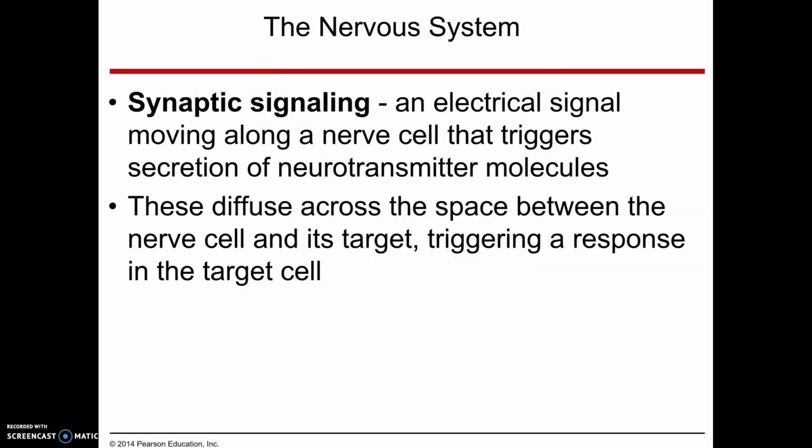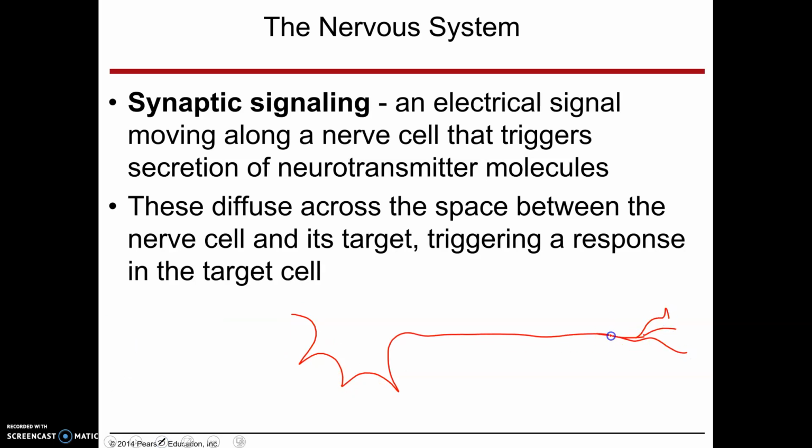A second kind of signaling is what's called synaptic signaling. Now, we don't talk about the nervous system in AP Bio anymore. It's not considered part of the AP exam curriculum. However, they could still ask you some questions related to this.